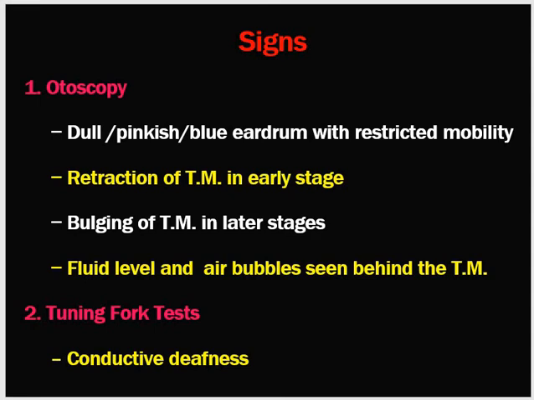A dull, pinkish or blue eardrum with restricted mobility is the important finding. The TM becomes dull or pinkish, occasionally blackish, due to fluid inside behind the tympanic membrane in the middle ear. In early stages, as there is eustachian tube dysfunction, the tympanic membrane gets retracted, and in late stages, the tympanic membrane bulges out because of presence of fluid in the middle ear cavity. On examination, we can see a fluid level and air bubbles behind the tympanic membrane. And if we examine with Siegle's pneumatic speculum, the fluid and air bubbles might move.